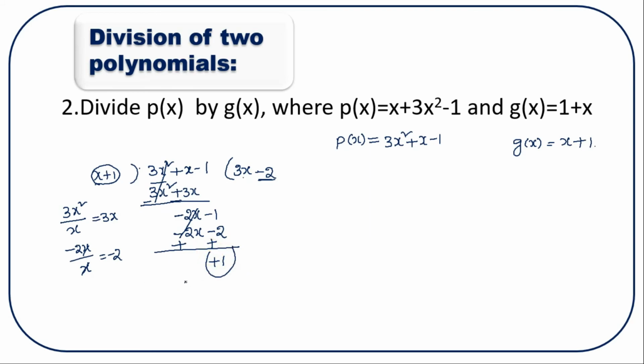In this way, we can divide two polynomials. Here this is the quotient of the polynomial. This is the remainder of the polynomial. And this is the dividend. Here it is divisor.